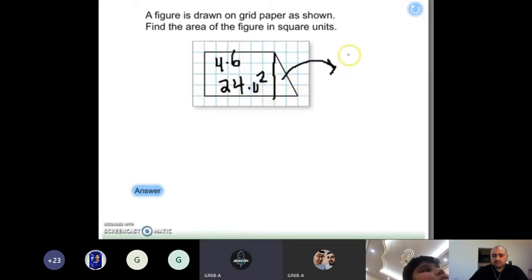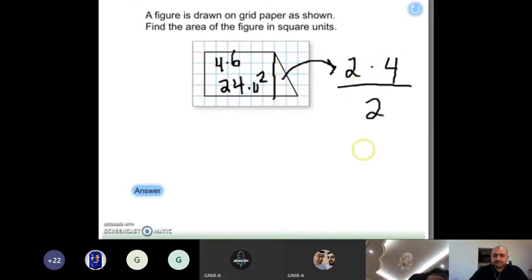For this triangle, we have to do BH over 2, base times height over 2. It looks like our base is 2. Our height is 4. So 4 times 2, all divided by 2, since it is a triangle. You could actually cancel these 2's out to begin with, and our area is 4.